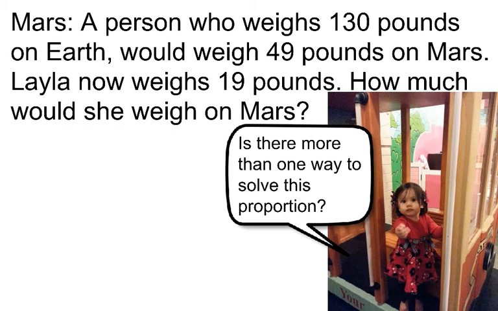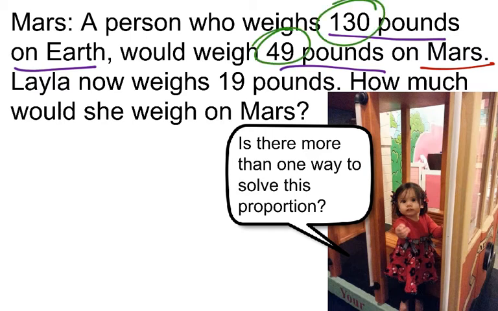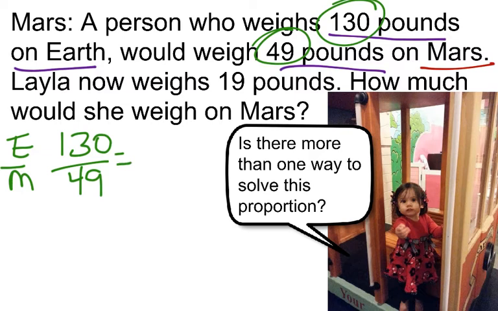Well, in previous lessons, we looked at the nouns. We have 130 pounds, and we have 49 pounds. So, we have to look a little bit further beyond that because we're dealing with pounds for both. But we have Earth pounds and Martian pounds. So in previous tutorials, we said, let's first look at the first ratio. We have 130 to 49, and I have Earth over Mars. So we have 130 pounds on Earth to 49 pounds on Mars.